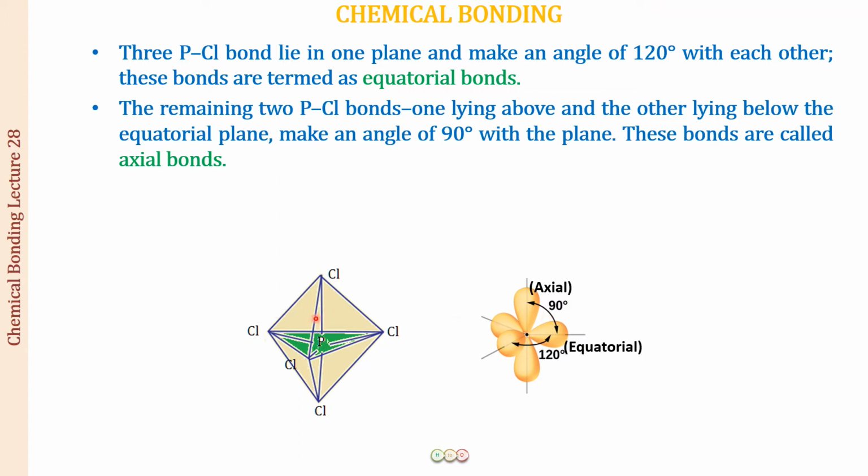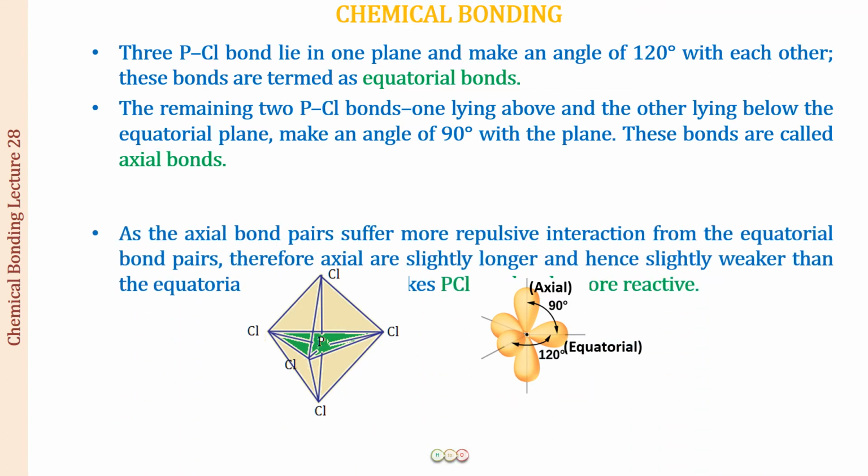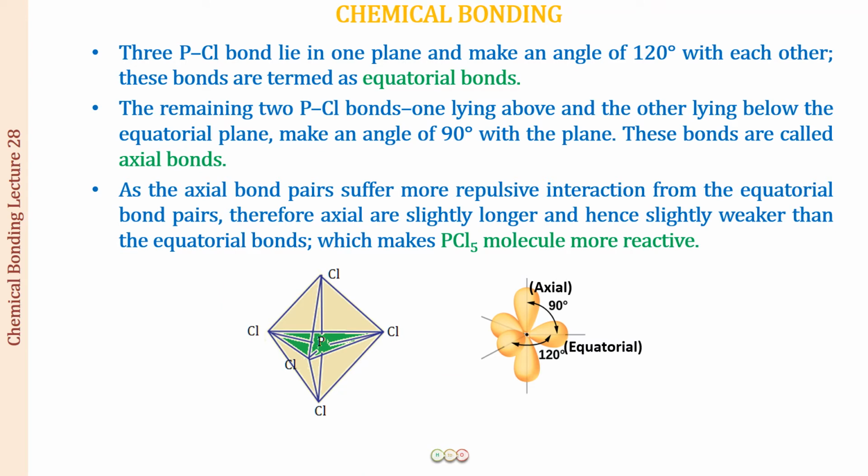So this is making an angle of 90 degrees, this is also making an angle of 90 degrees, and these are the axial bonds. And the symmetry we have got is the trigonal bipyramidal geometry for the molecule.